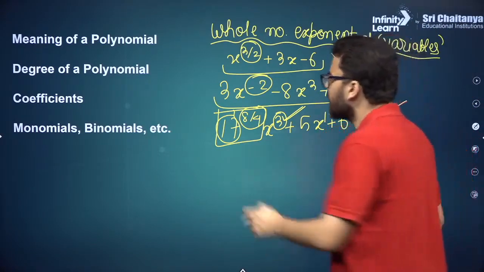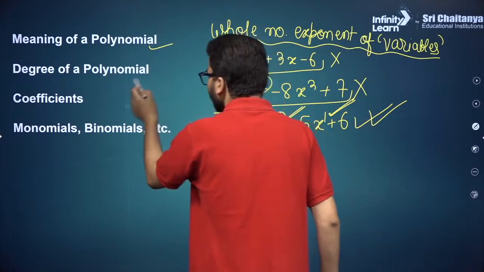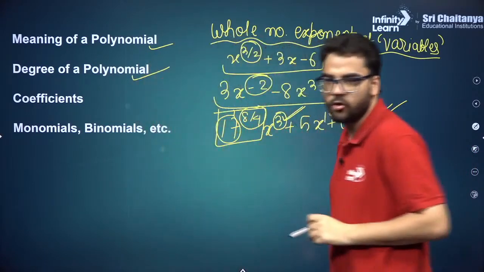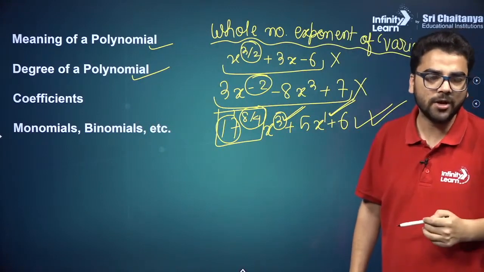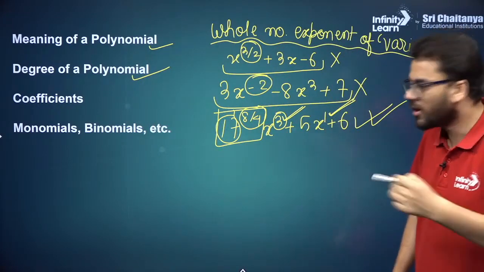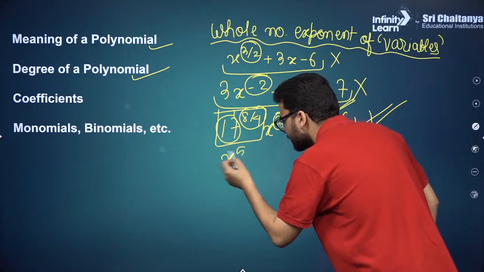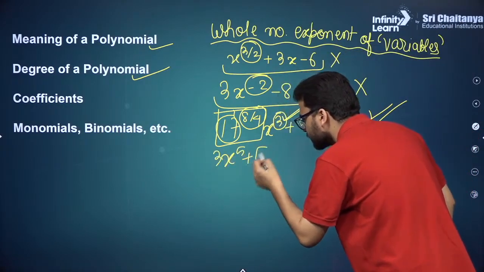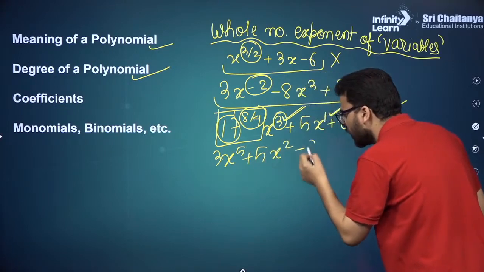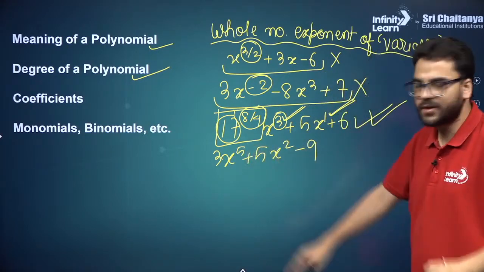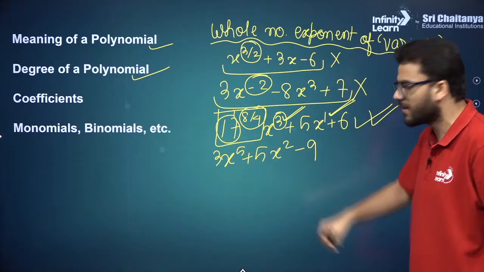Okay, so the first thing we have already seen. Now the second thing is degree of a polynomial. Okay, so what is the degree of a polynomial? The highest exponent of the variable. You already know this, right? Suppose I am asking a simple question. What is the degree of this polynomial? 3x raised to power 5 plus 5x square minus 9.